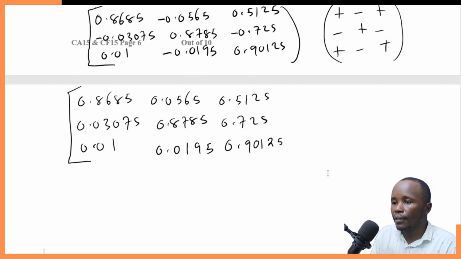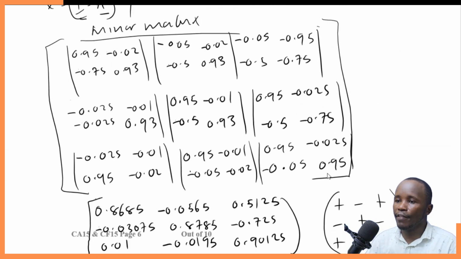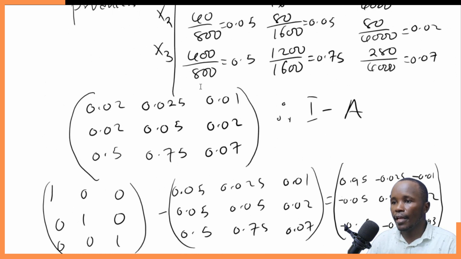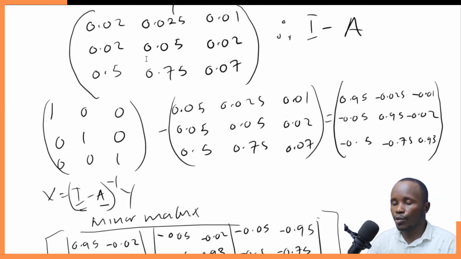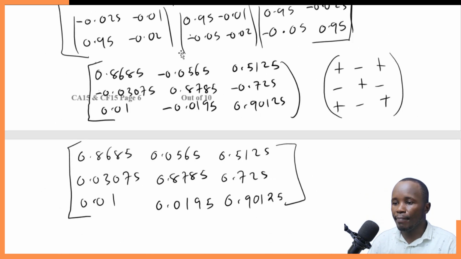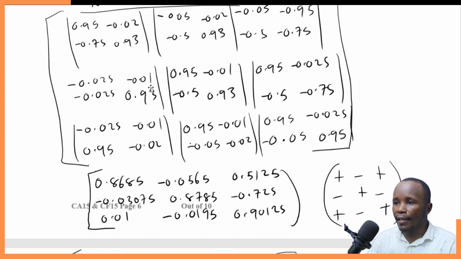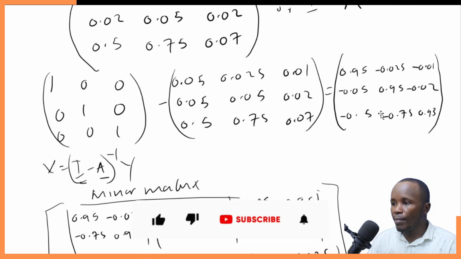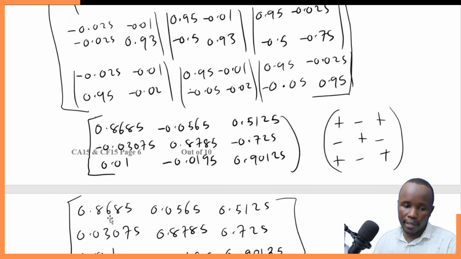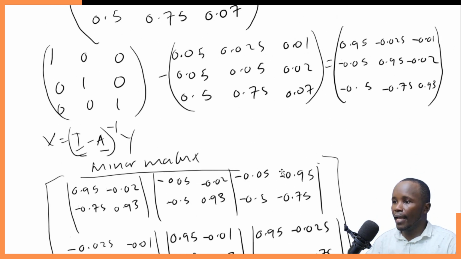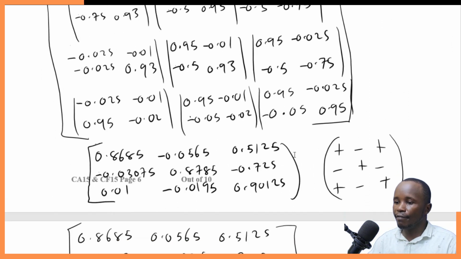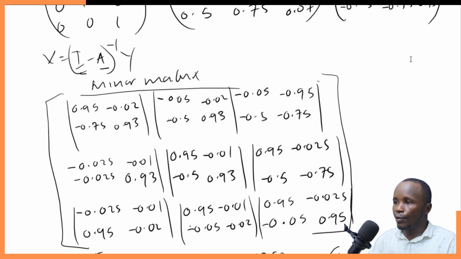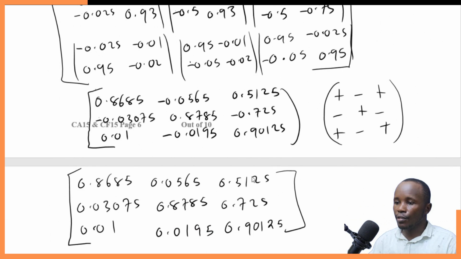Can we find the determinant? We want to find the determinant of this matrix, the A matrix. How do we find the determinant of the A matrix? Already we have been given, if you come here, this matrix, which is the one we are looking for the determinant of. That is 0.95 times the cofactor. That's what we are going to do. Then negative 0.25 times the value of the cofactor. Then we have negative 0.01 times this value here.